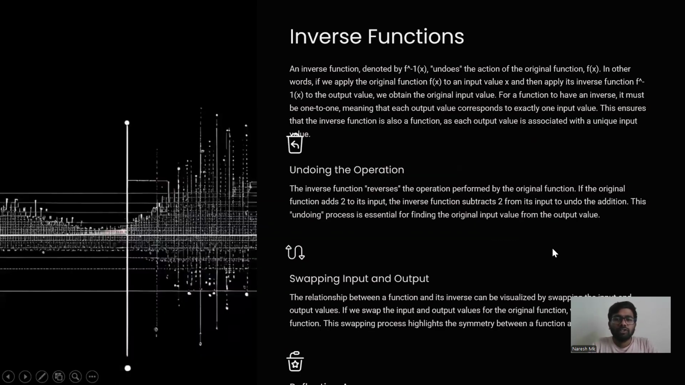And inverse of functions. The inverse of a function, denoted by f inverse of x, is the function that undoes the action of the original function f of x. In other words, if we apply the original function f of x to the input value x, and then apply the inverse function, we get back x. The inverse function reverses the operation performed by the original function, swapping input and output. The relationship between a function and its inverse is visualized by swapping output values: if we swap input and output values, we get the inverse of the original function.